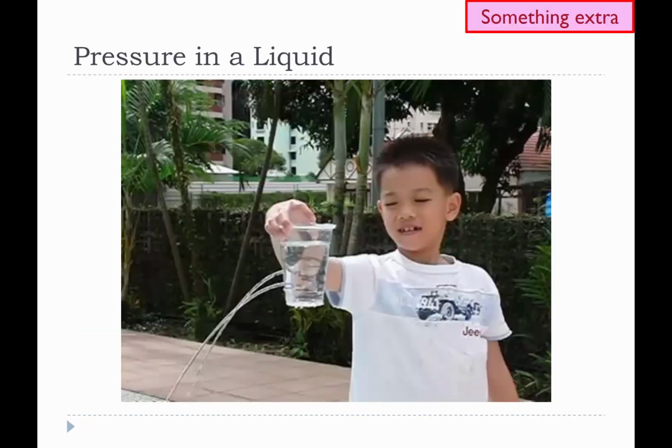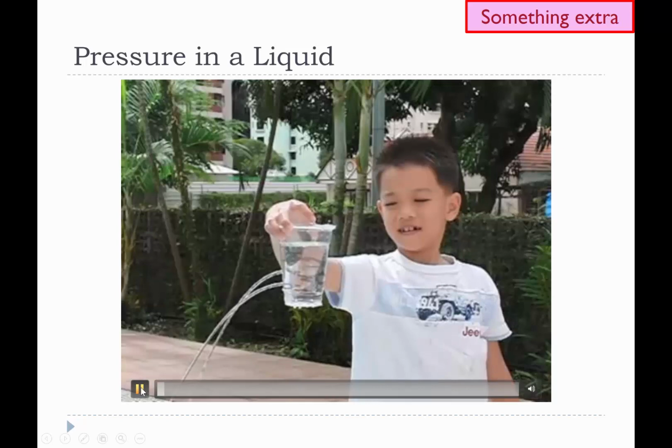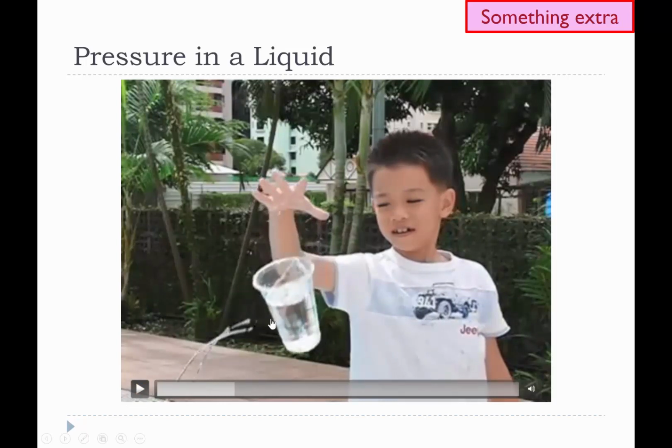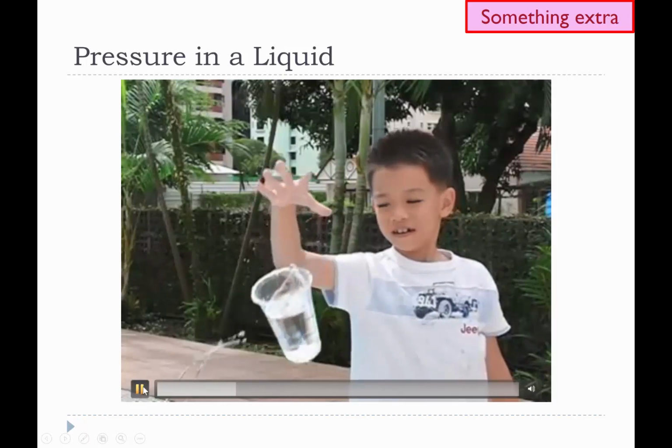So here you can see that there is water shooting out from a lower point of the container, and from that point, the water shoots further away than from one that is at a higher point. This should be obvious because the water pressure at the lower point is higher, and that forces the water to shoot further away. But look at what happens when the little boy drops the water container. You see that when he drops the container, the water no longer shoots out.